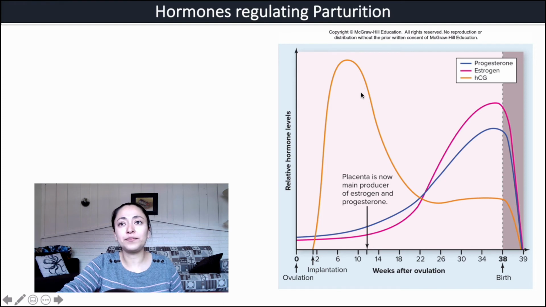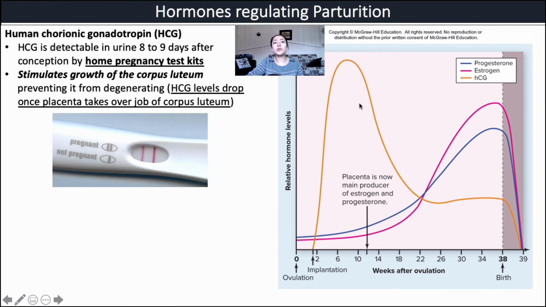This HCG is also extremely important because it's detectable in the urine about 8 to 9 days after conception, so after fertilization. And this is what home pregnancy tests actually detect. So if there's a high enough HCG level, then you're going to get a positive pregnancy test.